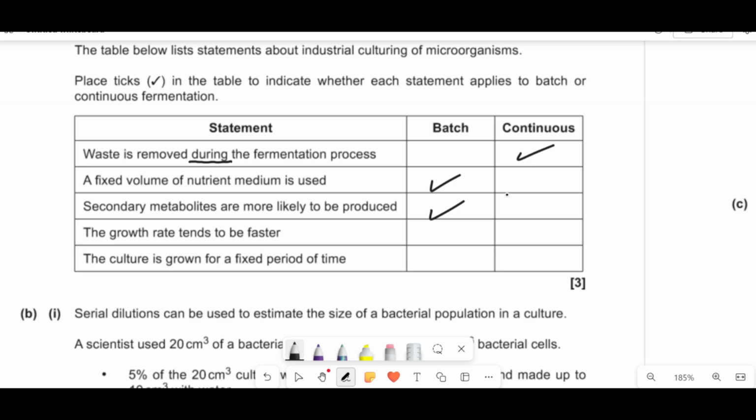The growth rate tends to be faster. In batch, it will grow, and then it will drop because they'll run out of nutrients eventually, and then you have to start the whole thing again. Whereas in continuous, you keep pumping them with what you need and taking the rubbish out, so it's continuous, not batch. And the culture is grown for a fixed period of time. That's batch, whereas these are continually growing.